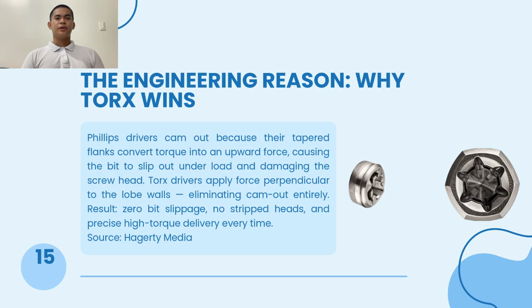site. So why does Torx outperform Phillips? Phillips drivers cam out because their tapered flanks convert torque into an upward force, causing the bit to slip out under the load and damage the screw head.